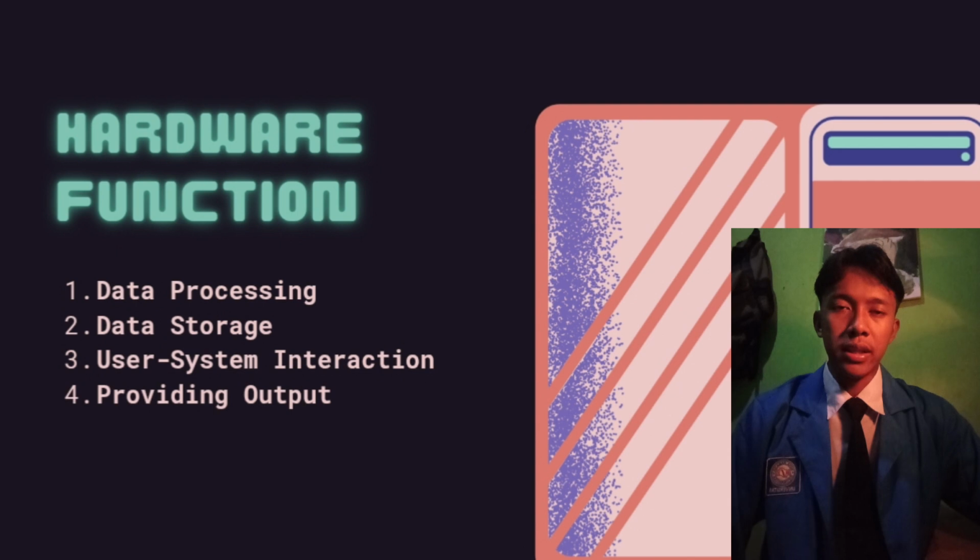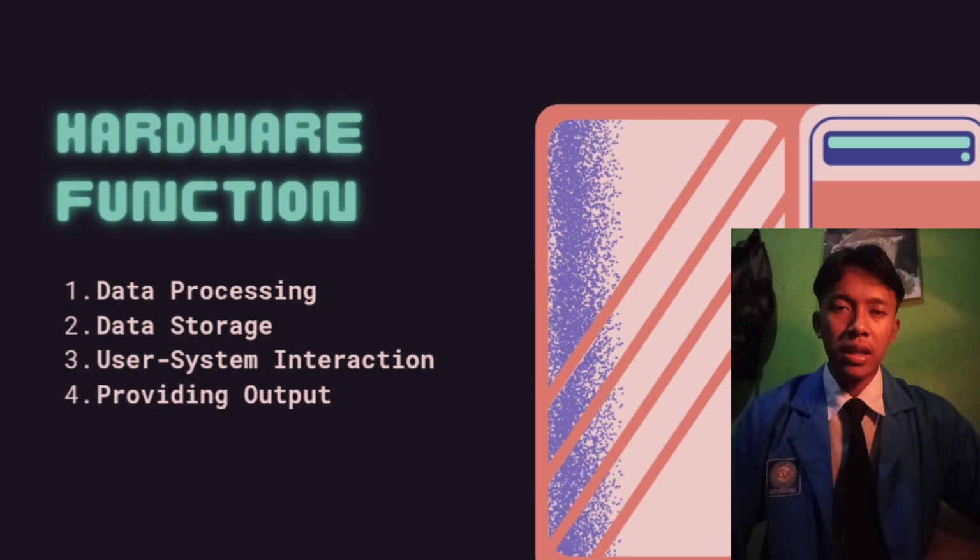1. Data processing. Hardware, such as the CPU, plays a central role in processing data. The CPU is responsible for converting raw data provided by the user into meaningful and useful information.